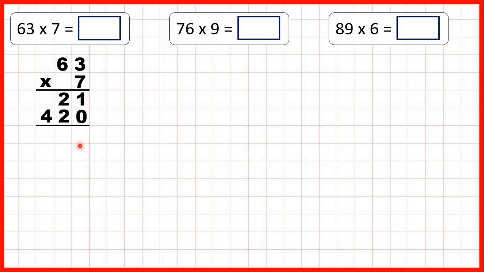So now we can add up our answer lines. 1 plus 0 is 1, 2 plus 2 is 4, and nothing plus 4 is 4. So our answer is 441.